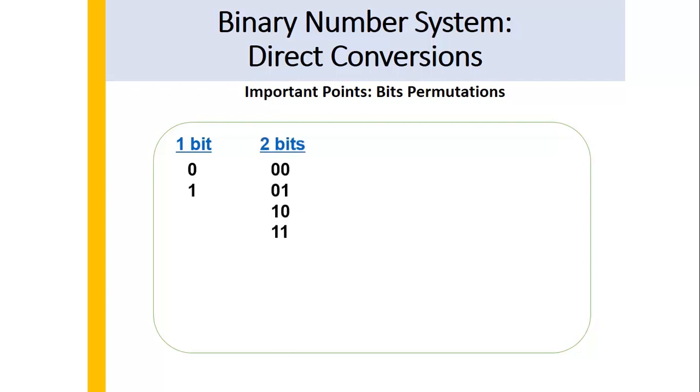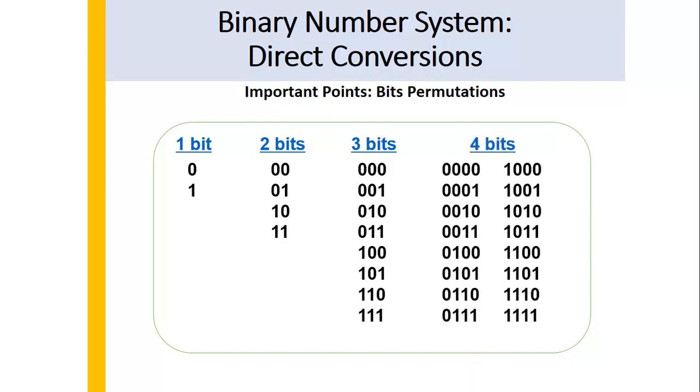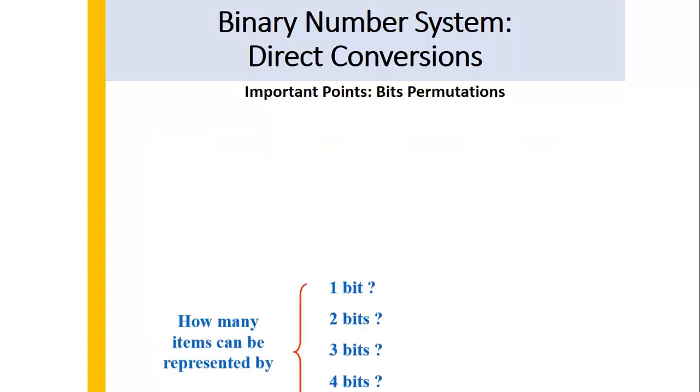Similarly, if we talk about 2 bits, there are 4 different possible combinations, that is 0 0, 0 1, 1 0 and 1 1. With 3 bits, there are 8 possible combinations starting from 0 0 0 to 1 1 1. With 4 bits, there are a total of 16 possible combinations, right? Or, to represent a value from 0 to 15, we need 4 bits.